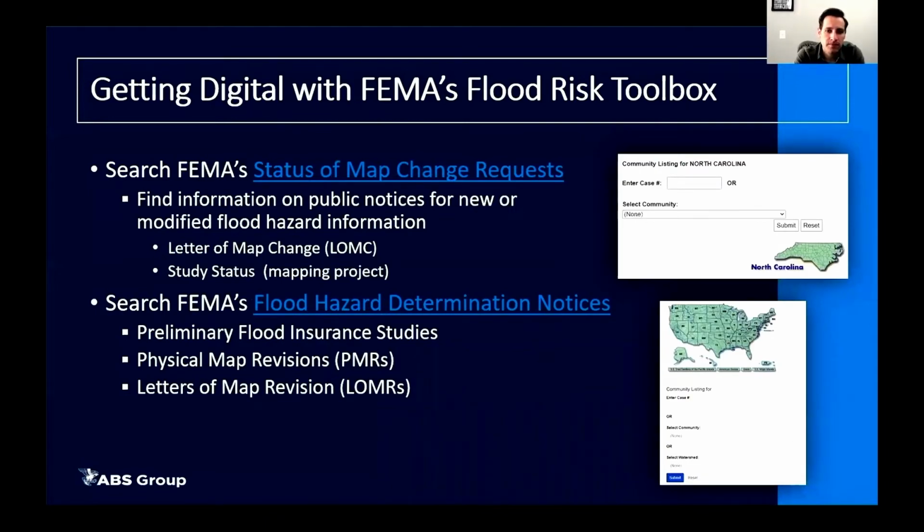Another two tools, nothing fancy here, but if you want to know what the status is of a LOMC, you can use the status of map change requests tool, as well as seeing what's going on with the current mapping project in your area. You can also access FEMA's flood hazard determination notice tool, which, whenever there's effective regulatory mapping going on, is your public notice for the 90-day appeal period. So if you want to know what the status is for a project in your area, you can use this tool and search that.